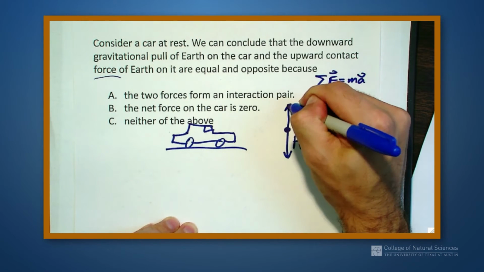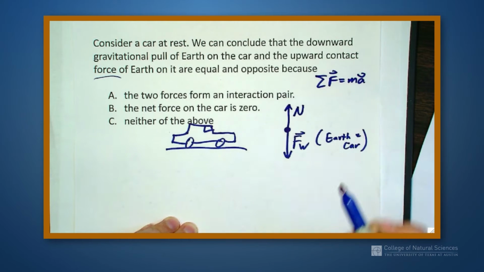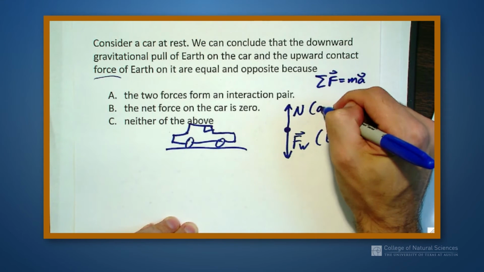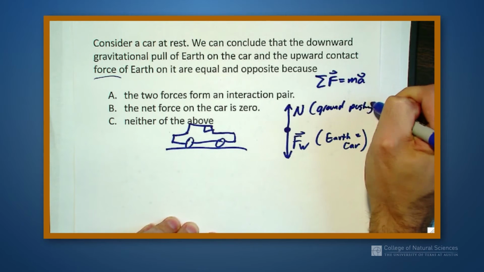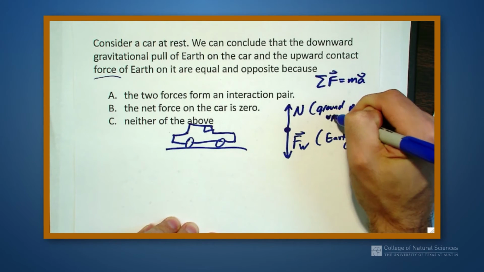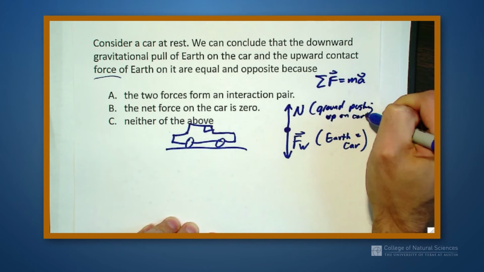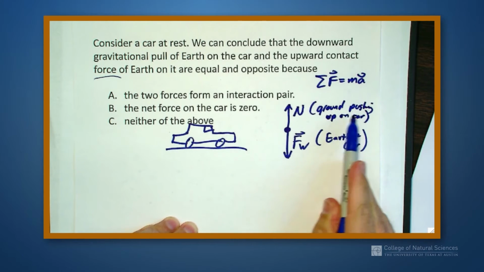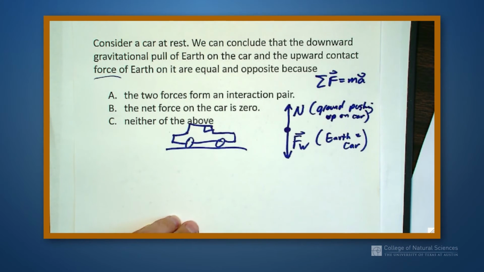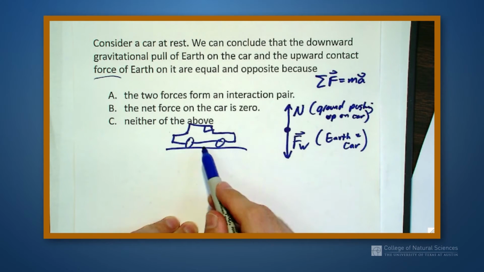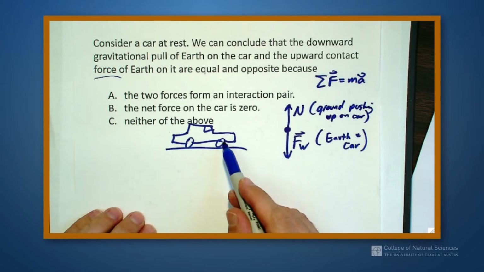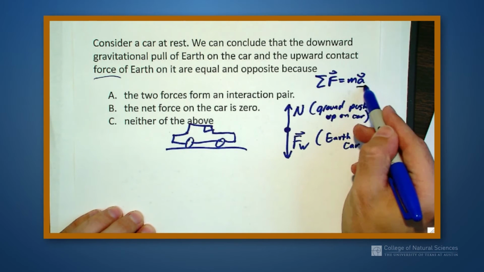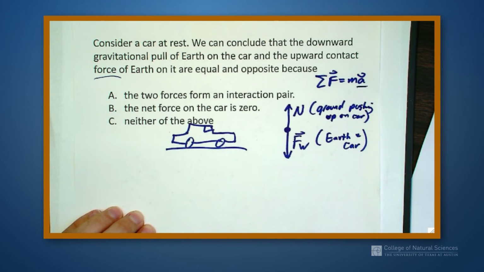We have an upward force from the ground pushing up on the car. So the ground pushes up on the car and causes the car to not fall through. Well, we know that this car does not accelerate. The acceleration in this case is zero.